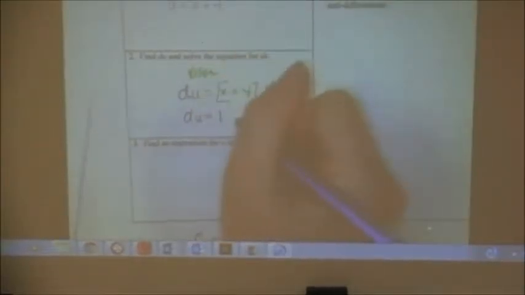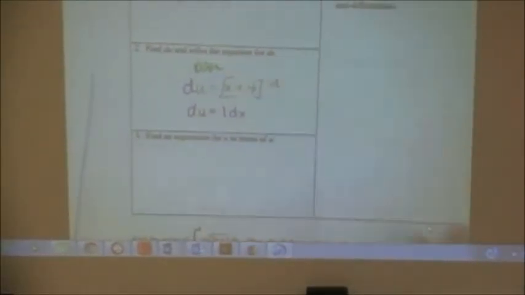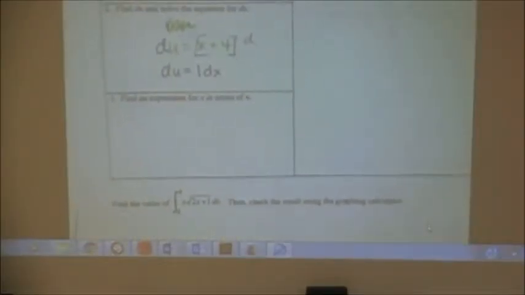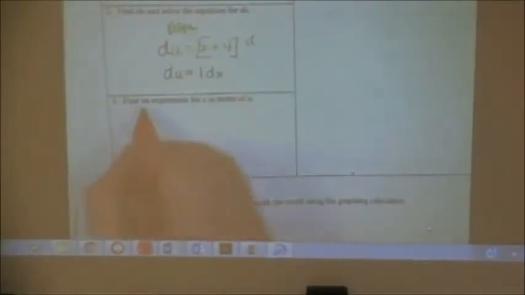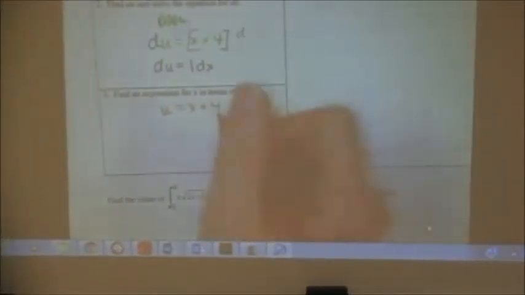Alright, the derivative of x plus 4. What's the derivative of x? 1. It's not in terms of u, so I have to write 1 dx. So du equals dx. So wherever you plug in u for x, it's just u. Now find an expression for x in terms of u. Here was what we plugged in: u equals x plus 4. Solve it for x. x equals u minus 4.